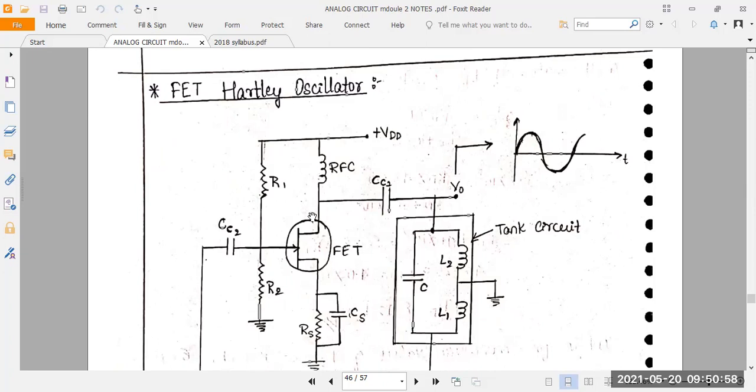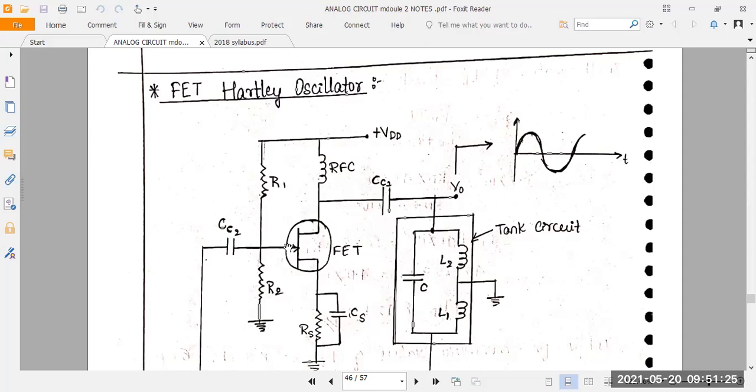This one is the junction field effect transistor. You can take a junction FET, or you can take a MOSFET, or you can take a BJT. Whatever you take here, you take active elements, like a transistor. Understood? So this FET transistor acts as an amplifier. This amplifier gives a 180-degree phase shift because this is an inverting amplifier.